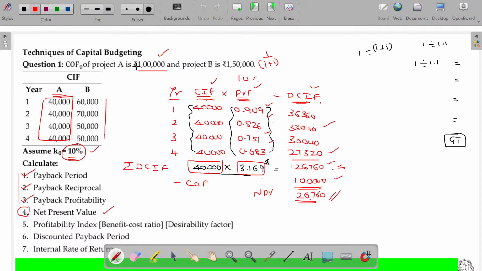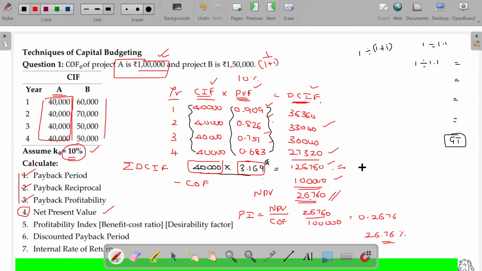In case of project A, PI is equal to NPV by cash outflow. You are getting 26,760 for your investment of rupees 1 lakh. So how much are you getting? 0.2676 or 26.76%. Both ways you can answer.